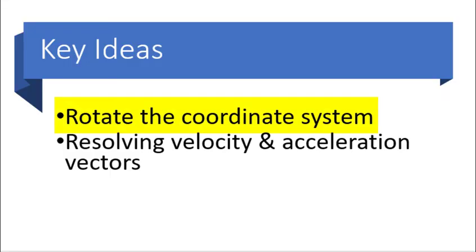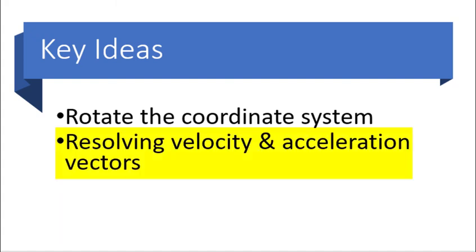We rotate the coordinate system such that the x-axis aligns with the plane of the incline and the y-axis is perpendicular to the plane of the incline. We then have to resolve the initial velocity vector and the gravitational acceleration vector along the new rotated axes.